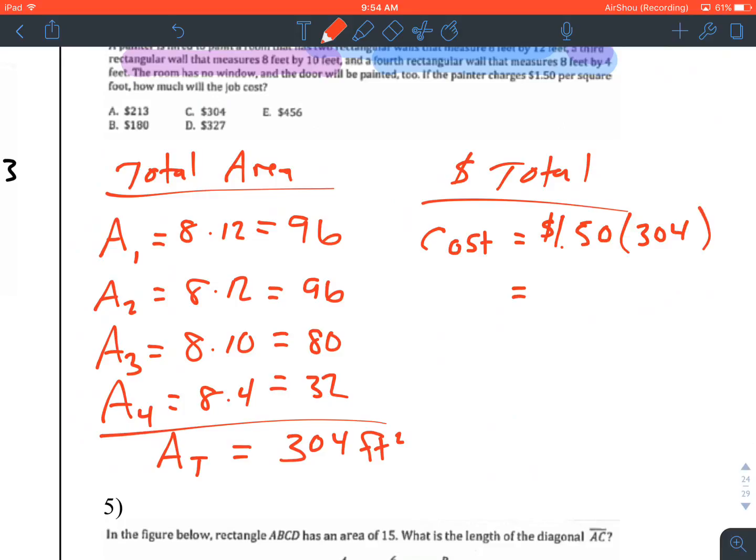That's going to end up being $456. Done.